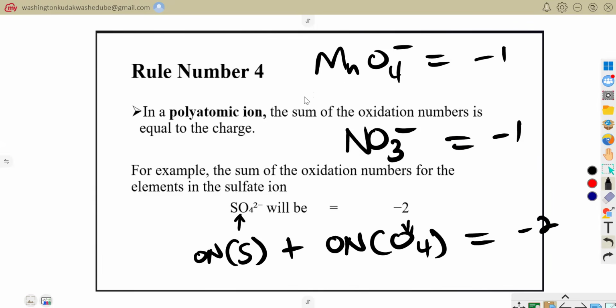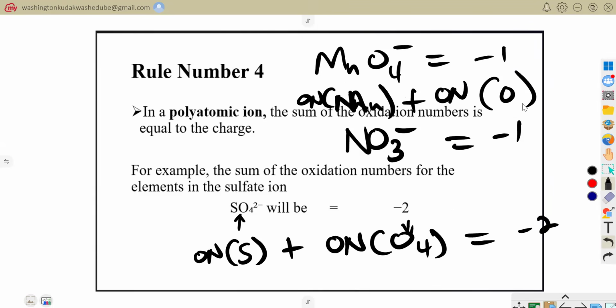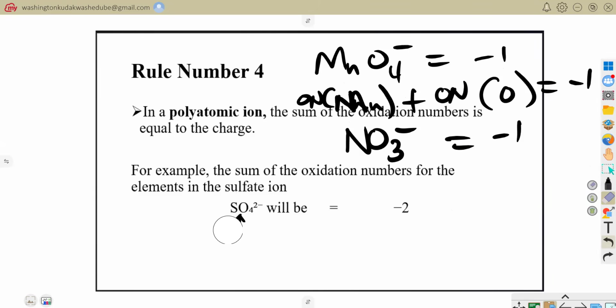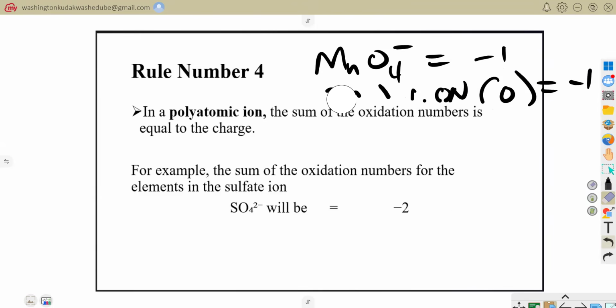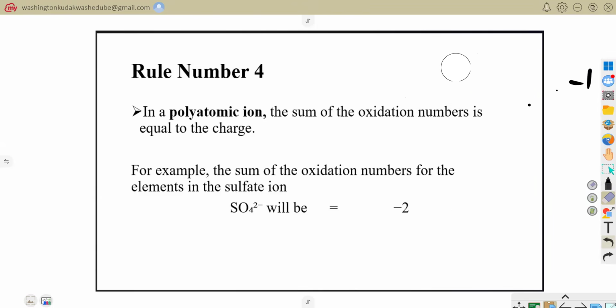Even here, the oxidation number for your manganese, you add it with the oxidation number for your oxygen atoms, and they are supposed to equal -1. So that is what that rule is saying, and that is how you apply it. That is rule number 4, which is saying that when we are having a polyatomic ion, the sum of the oxidation numbers is equal to the charge.